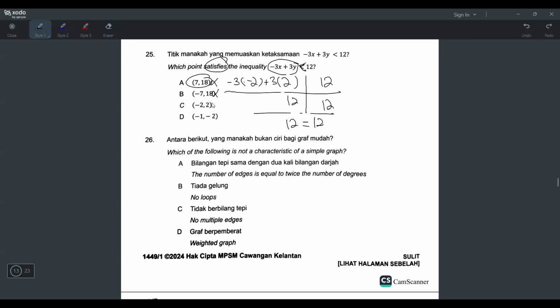That means this point (-2, 2) will satisfy -3x + 3y = 12. Not bigger, not smaller, it will satisfy equal. Why equal? Because when you substitute inside, you end up getting the left side and the right side exactly the same value. That means it satisfies this. And what do I mean by satisfy this? It means this point will be exactly on the line. It will not be above the line or below the line. It will be exactly on the line.